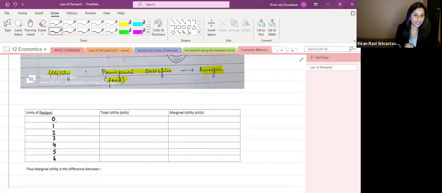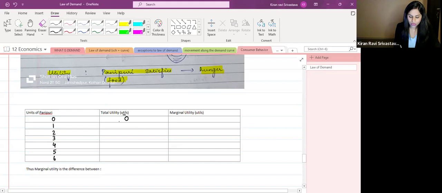This is also a situation we have to study. When he consumes 0 pani puris, what should be his total utility? You answer me. It's all logic and maths. 0 pani puri, what should be the utility? Come on, this is basic common sense. If he's not having any pani puri, then his total utility will be 0.